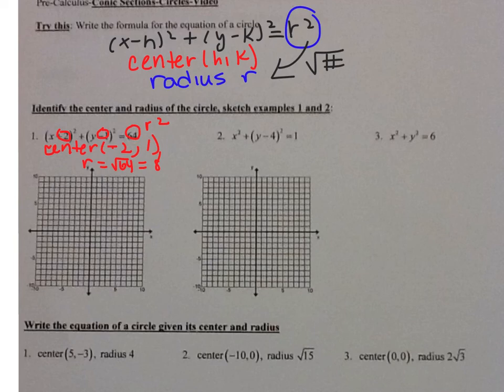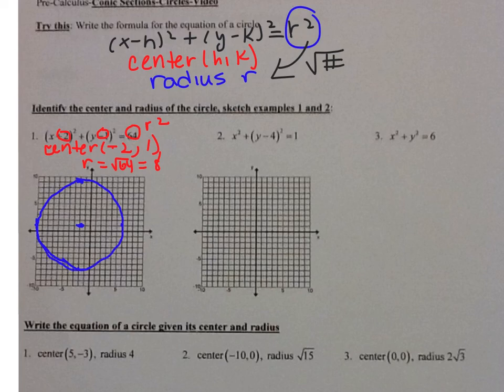So let's plot the center, negative 2, 1. And since the radius is 8, you're going to go up 8. Put a dot. To the right 8. Down 8. And to the left 8. And draw your best circle that you can. Make sure it does not look like a diamond. A circle is curved. So hopefully your circle looks a bit better than mine.